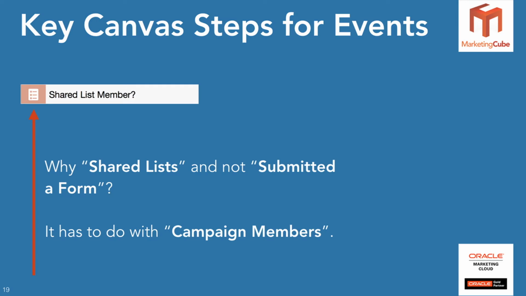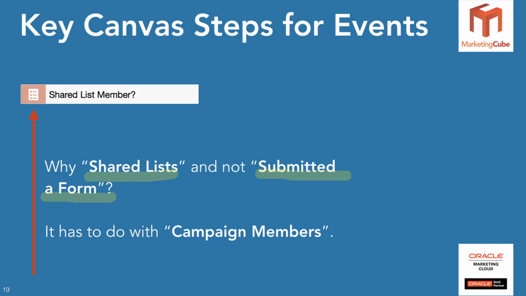Okay, so key canvas steps, the shared list. So why are we using a shared list instead of submitted a form? I have had this discussion a number of times with customers. Essentially what we're trying to do here is we need to remember the construct of campaign members. So when somebody comes onto the campaign canvas through the segment, they become a campaign member.